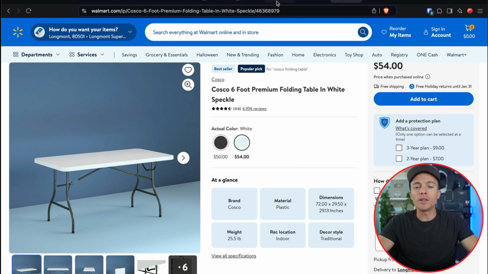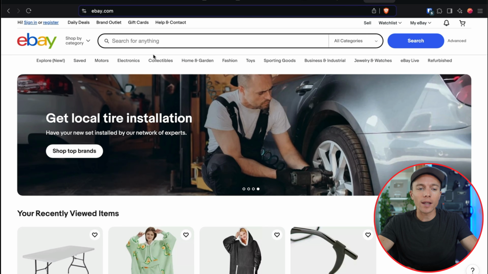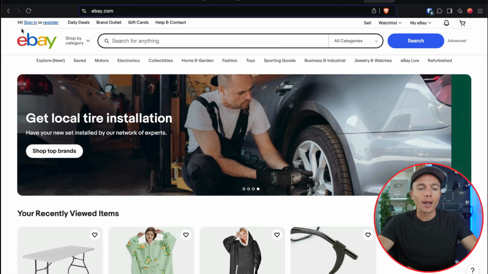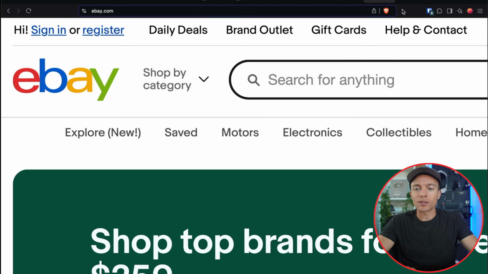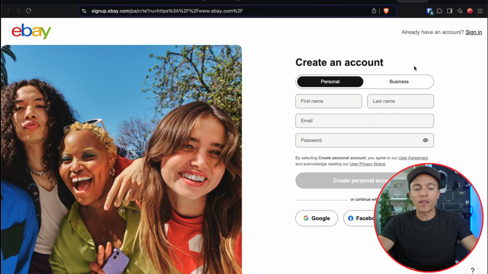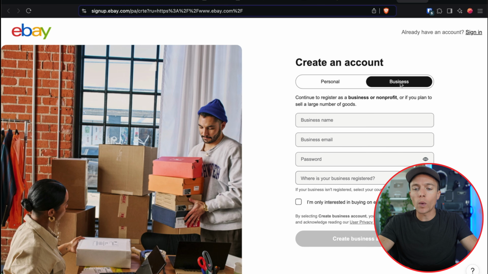But let me first get you set up with eBay because you definitely need an eBay account if you want to do this. So if you don't have an eBay account already, head on over to ebay.com and click on the top left where it says register. You'll be able to then register for an account. If you have the choice, I would go with a business account because going with a business account tends to give you higher limits on your eBay account.